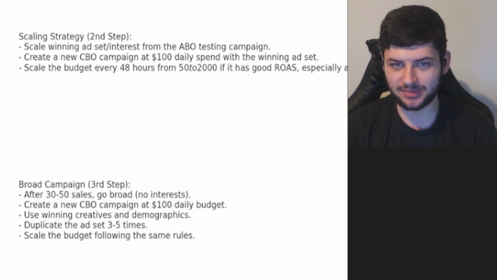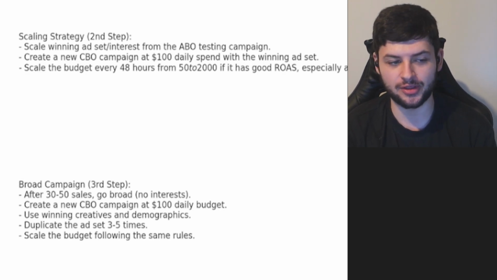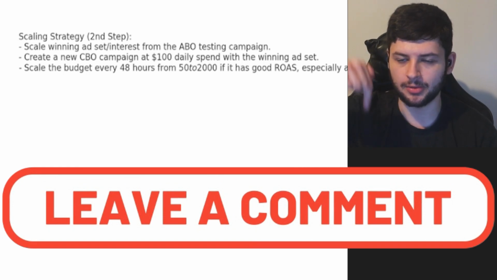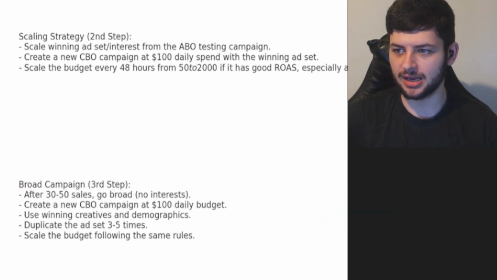So we're going to use the same testing strategy I made a few videos ago. We're going to create a CBO to scale the interest, and then we're going to scale the interest after we've got 30 to 50 sales into a broad campaign and scale the budget on that. Okay, so it's as simple as that. If you have any questions about that in the comments down below, let me know. This is currently the best way to scale Facebook campaigns right now.